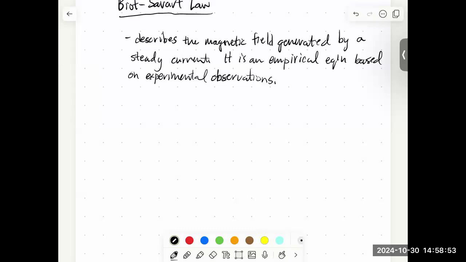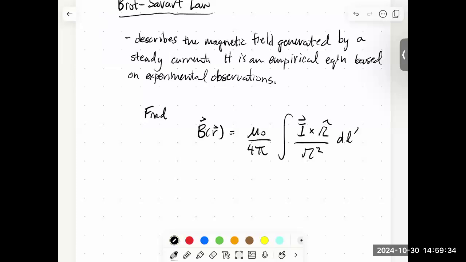And if you did all those things, you would find that the magnetic field at some position R is given by a constant. This is a constant of proportionality. We're going to call it mu naught over 4 pi. But that's not the interesting part. The interesting part is that it's going to involve a cross product, just like the force did. And it's going to be proportional to 1 over the square of the script R. And the last little bit is we have to do a dl prime integral.